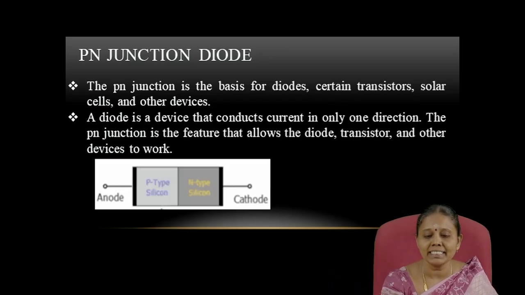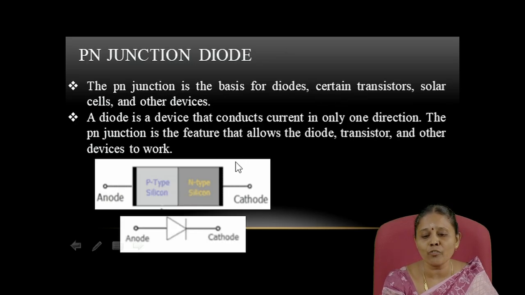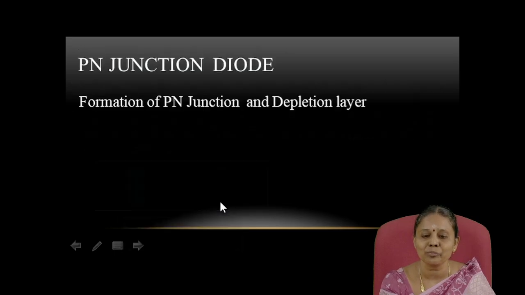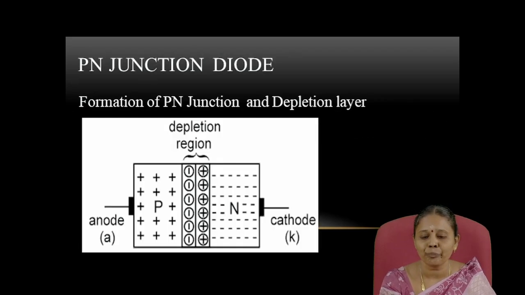Here we see that the junction is formed by P-type crystal in contact with N-type crystal. Here is the schematic of the PN junction diode. The surface of contact of these two P and N-type crystals makes the junction. Next comes the formation of the PN junction and depletion layer. We note that in the P-type region, holes are the majority carriers. Positive holes are the majority carriers, whereas on the N side, negative electrons are the majority carriers.